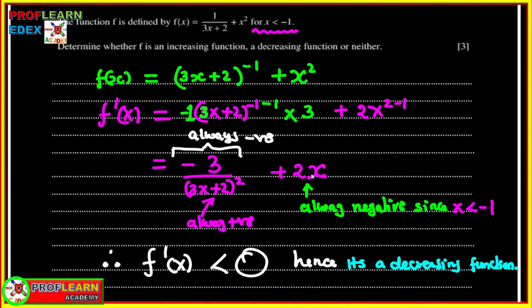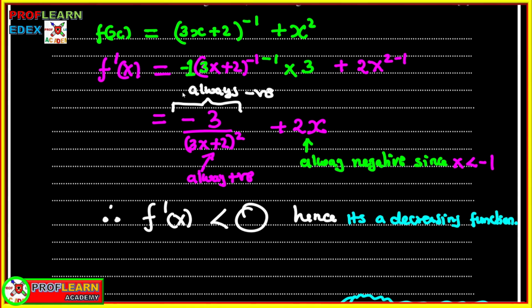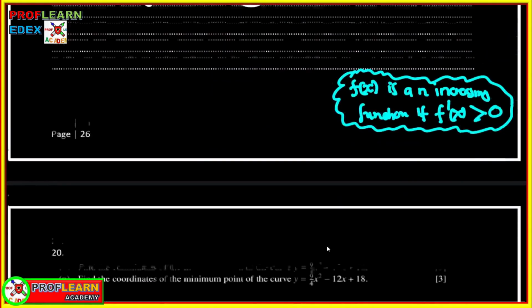And since we were told that x is less than negative 1, it means that 2x is always going to be a negative value. So, since this is always negative and this term is always negative, the function f inverse of x is less than 0, which means it's a decreasing function.